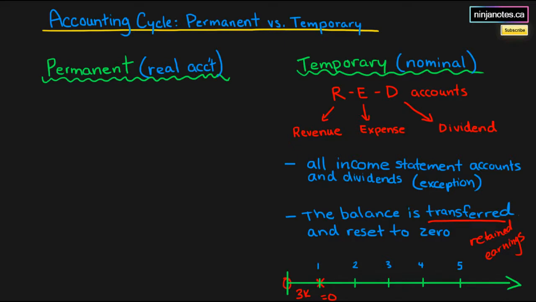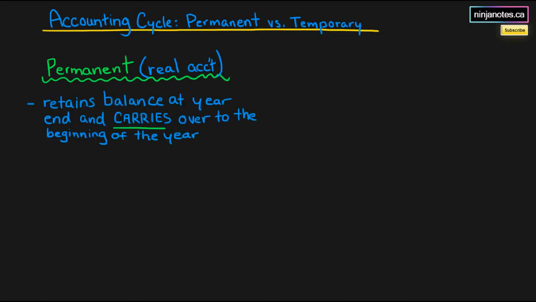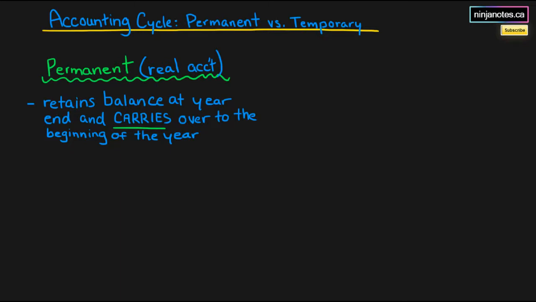Now that we understand temporary accounts, let's talk about permanent accounts. Permanent accounts retain the balance at year end, and they carry over into the beginning of next year, unlike those temporary accounts. What I mean by this is, let's say at the beginning of our timeline we have an account like cash, and the balance is $8,000 throughout year 1, and at the end of year 1, we're not going to bring this balance down to 0.